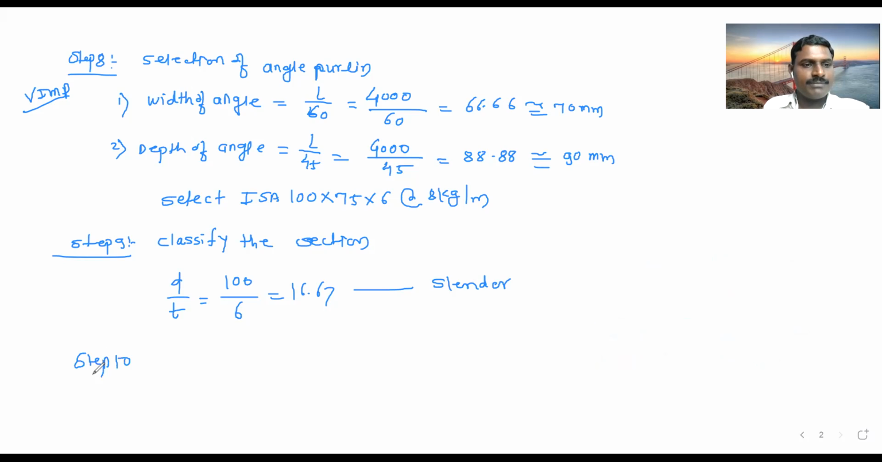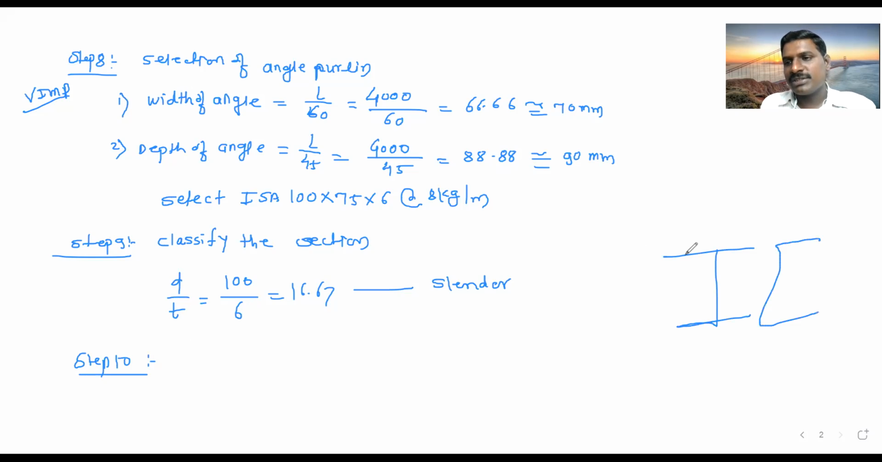Then next step number 10. Do we have to calculate anything in this particular step? For web. Sorry, for web. Here web is not given, but actually you can calculate for your I section or channel section. Flange and web are there for I section and channel section. So here we can take only d by 2.